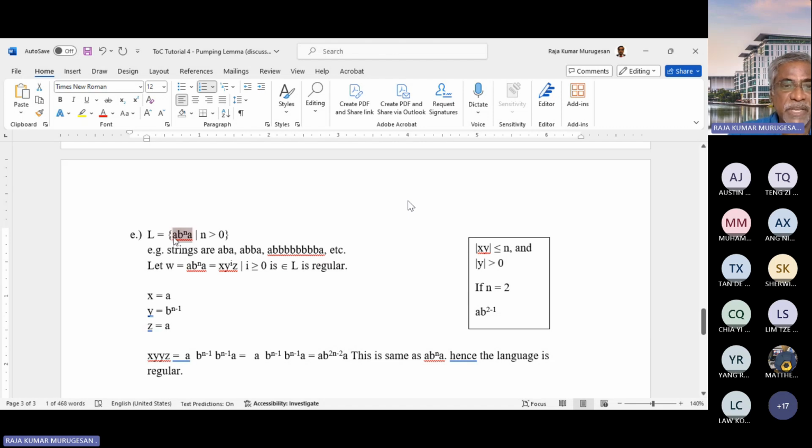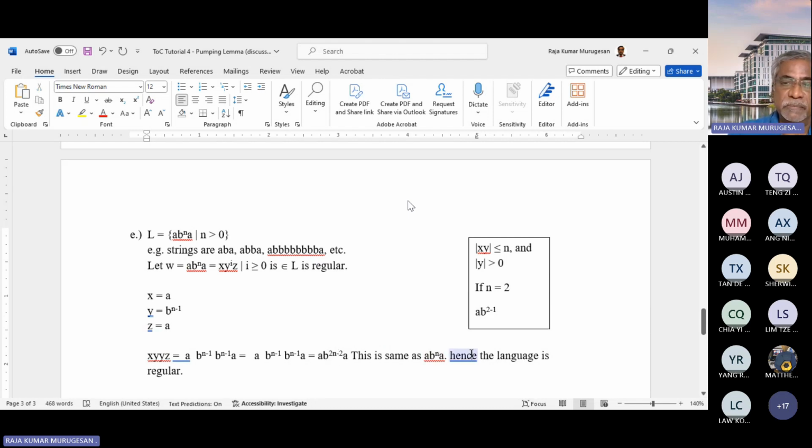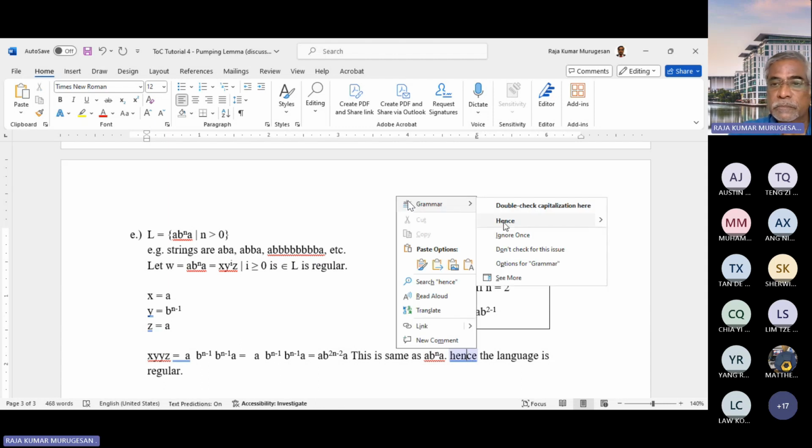Here the language is A followed by any number of B's followed by A. So you pump one time or two times or three times, this property of A followed by any number of B's followed by A will not be lost. So this language, A B-star A, is actually regular.